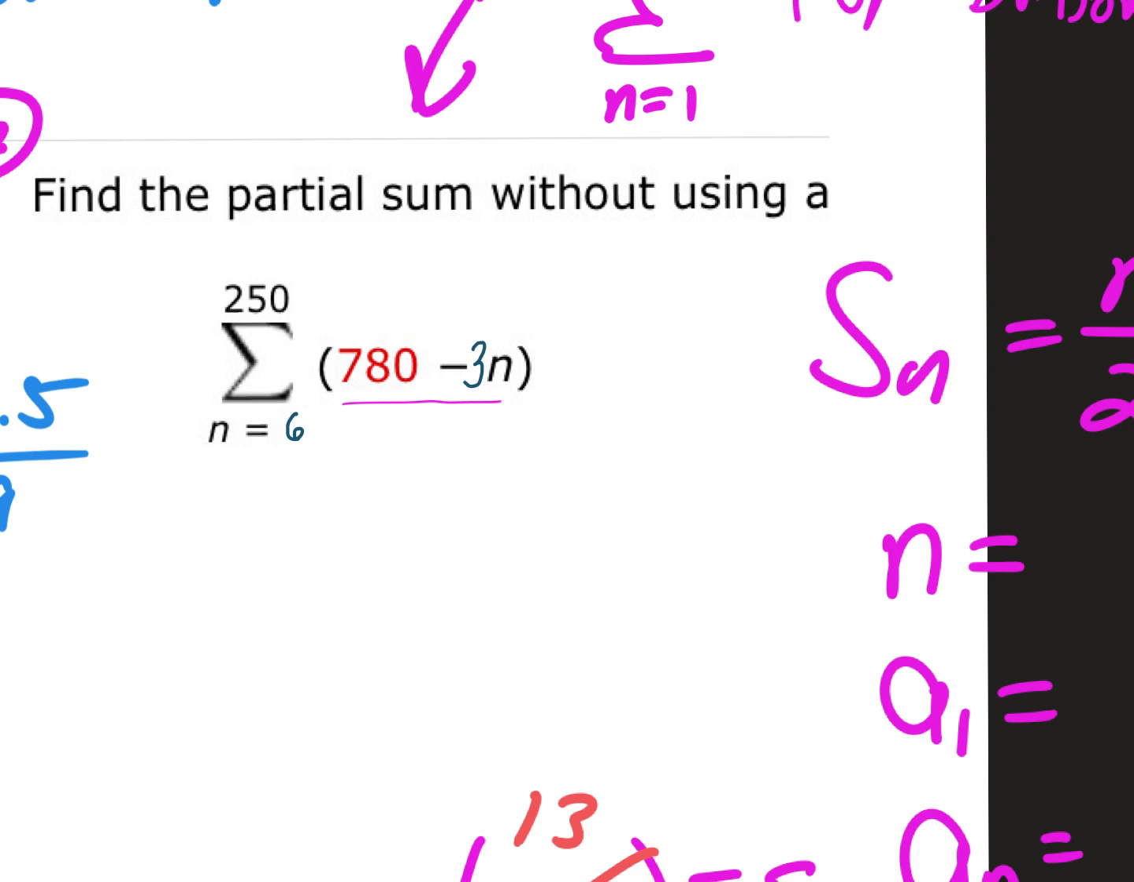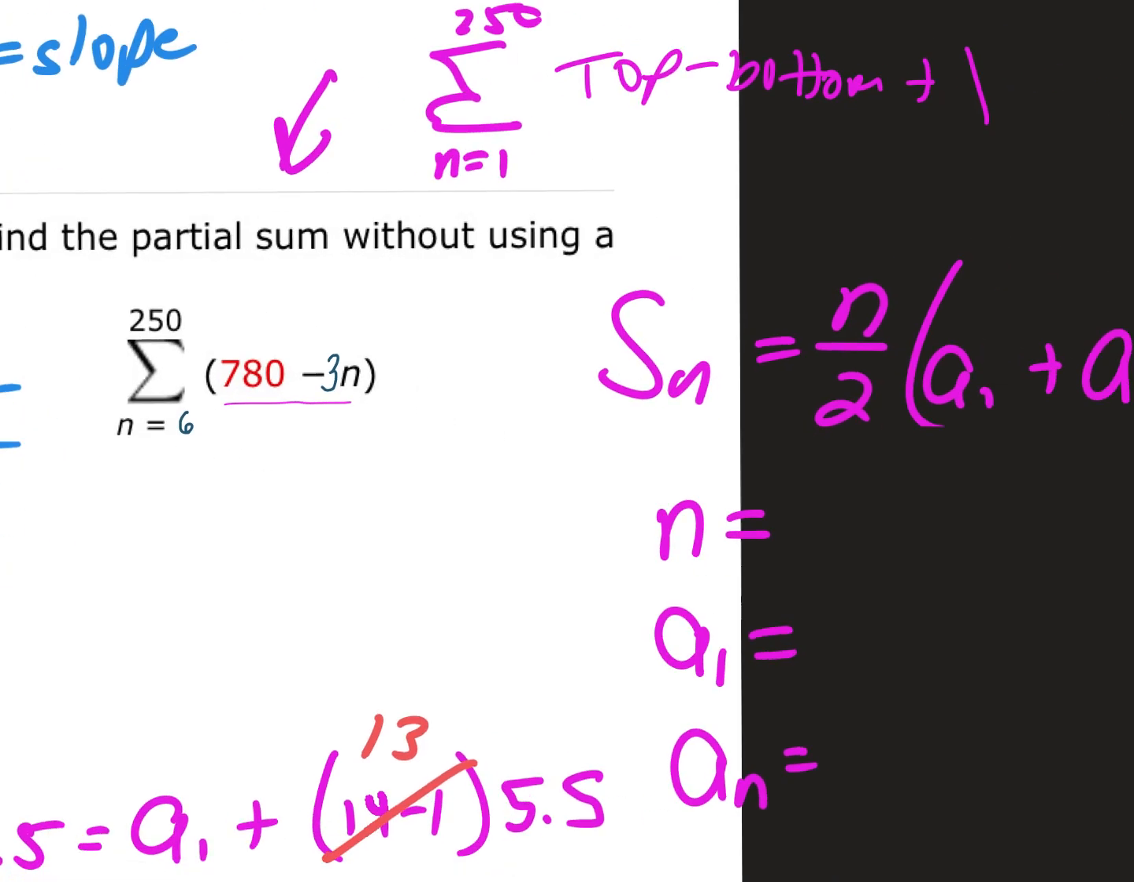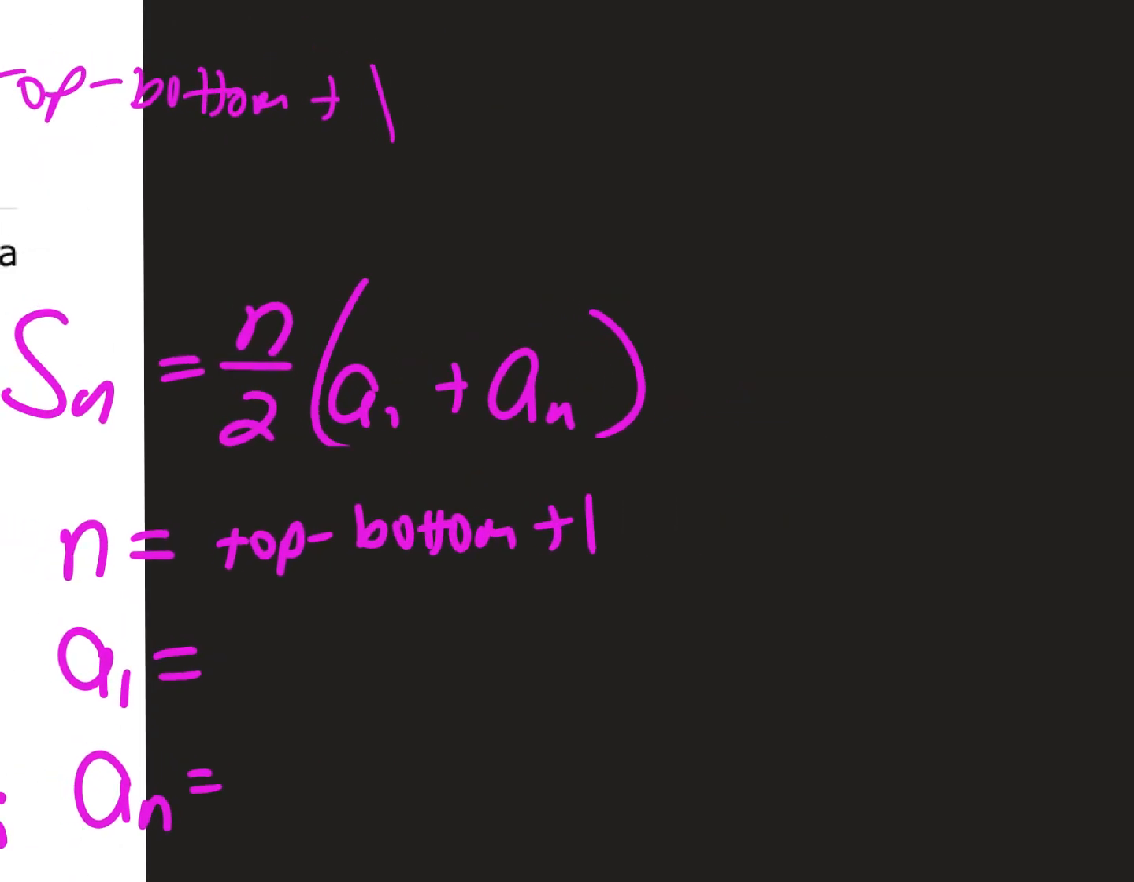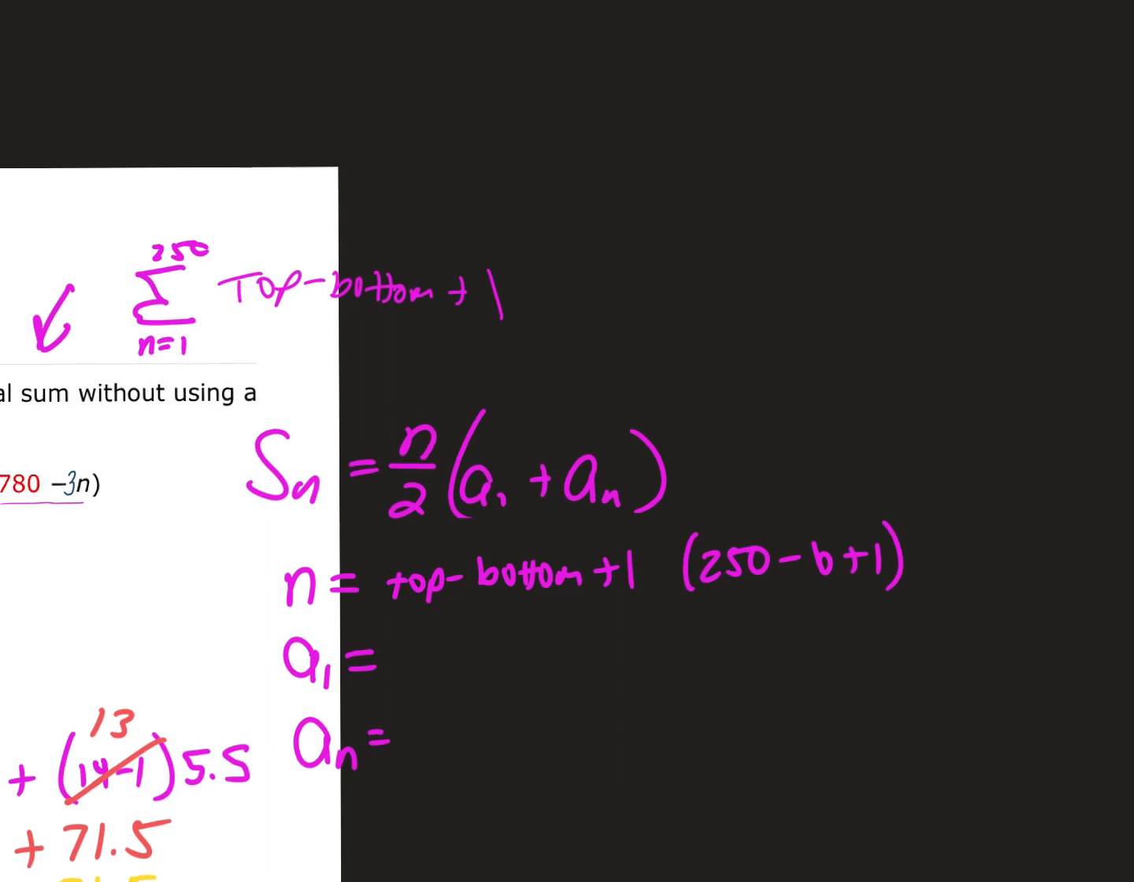Also, guys, if you started with 0, how many terms would you have? If it said start where n equals 0, you'd have 251, correct? So you have to remember that rule, no matter what. Even if it's a 1 on the bottom, just remember, oh, top minus bottom plus 1. So if I say top minus bottom plus 1, how many terms am I talking about? Where there's 250 on the top, minus 6 plus 1. What's 250 minus 6?